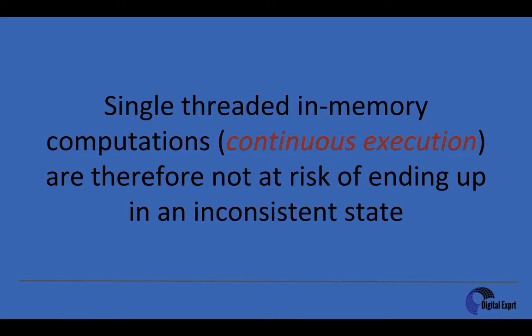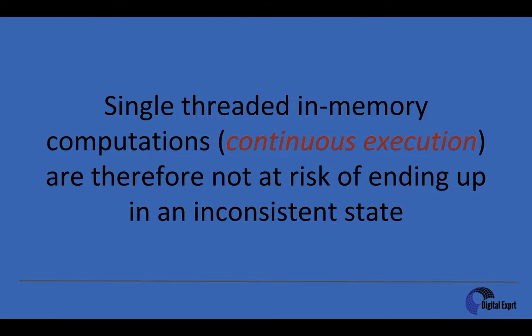So we're talking here about continuous execution, where single-threaded in-memory computations, the series of sequential steps, are happening from start to finish continuously, and there is no risk of these steps ending up in an inconsistent state. If they do, then there's an error in programming logic, or an error of some sort that is creating a bug that can be identified and fixed.